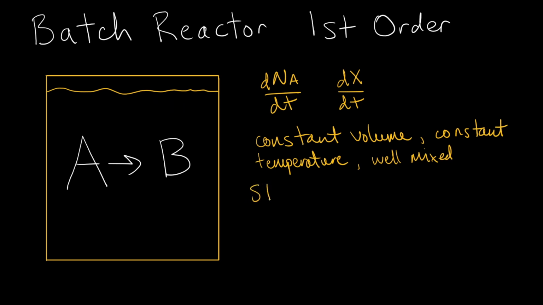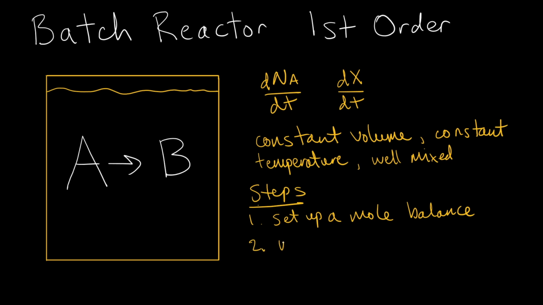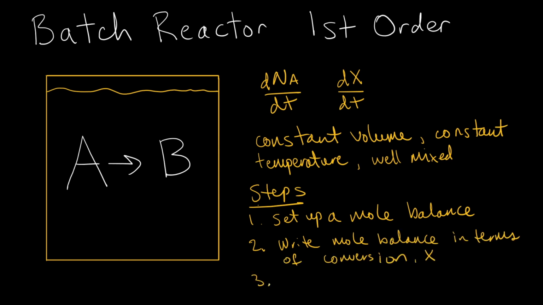So the steps to solve this problem: first, we're going to set up a mole balance on species A. Then we're going to rewrite the mole balance in terms of the conversion x. And third, we're going to solve the equation.